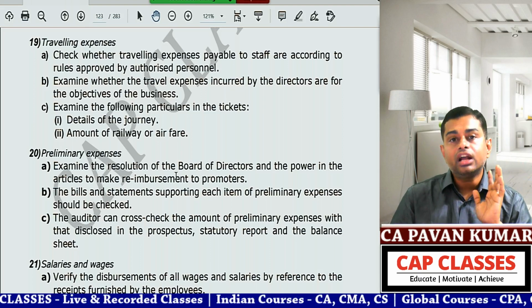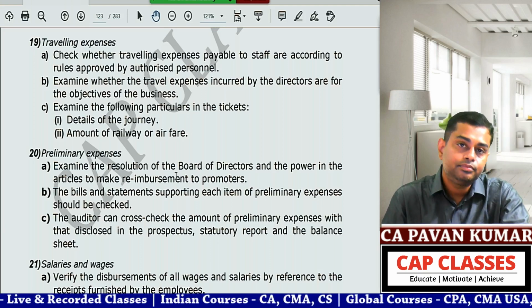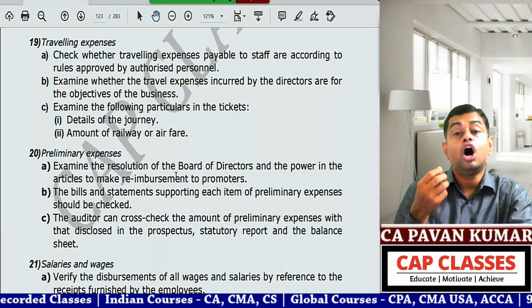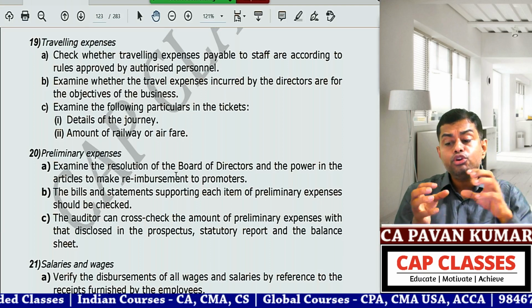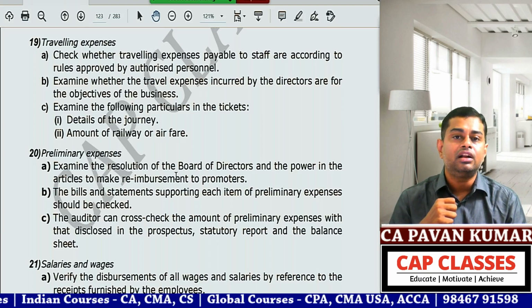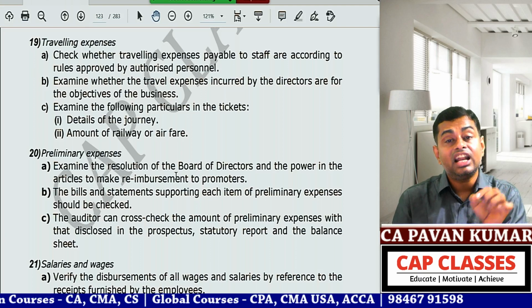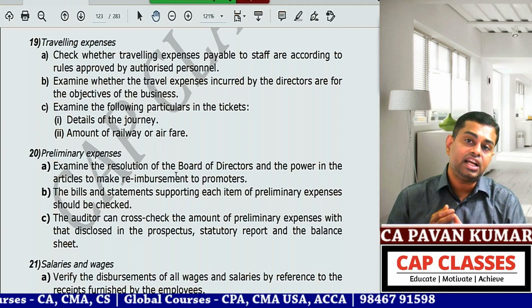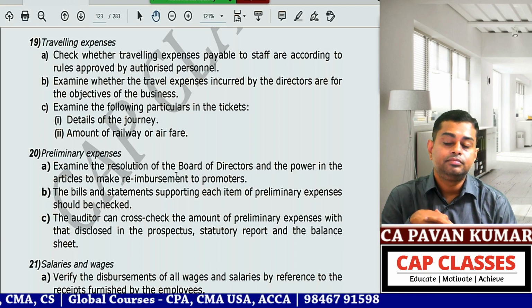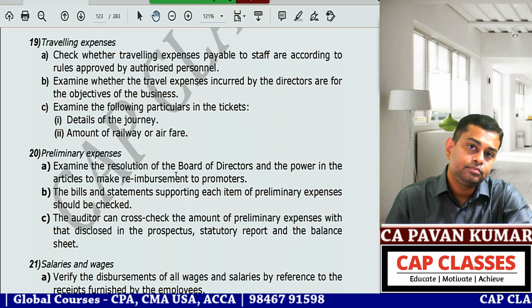It is not that we are escaping or running away. No, 100% full marks you will get. But you need to write certain specific points. Say, for example, if it is hospital, you need to write some customized points. In hospital, what customized points will be there? Verify inpatients register. Verify the surgical apparatus and operating equipment purchased. Verify the consumption of medicines. Like this, you will write some relevant points.